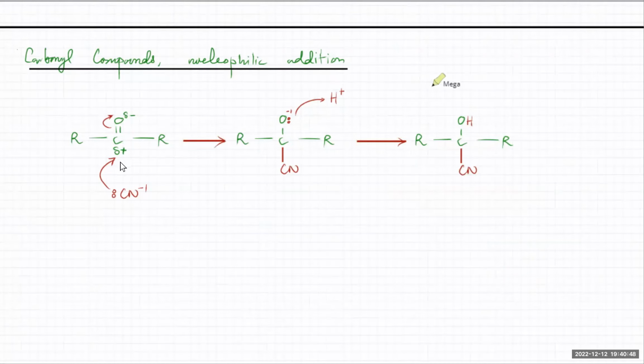CN- comes in, joins with the carbon, the electrons get pushed upwards. Oxygen becomes negatively charged, and H+ then comes in. It eventually bonds with the oxygen and forms OH. And this thing is known as a cyanohydrin.